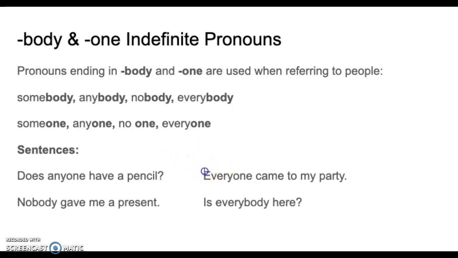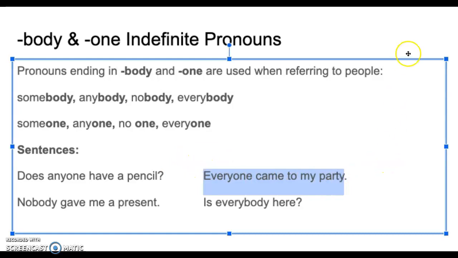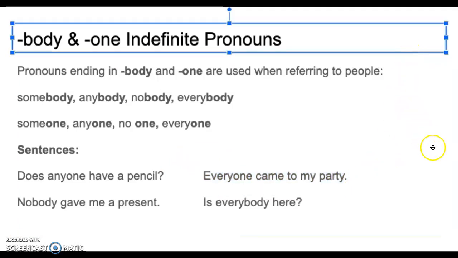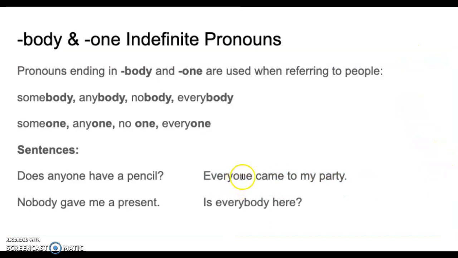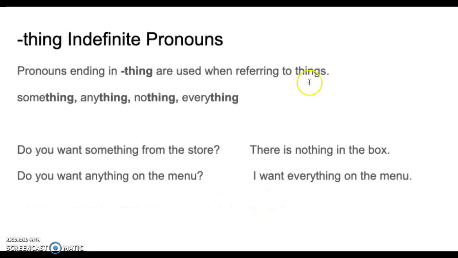Okay, let's do the next sentence. Everyone came to my party. It's just talking about people who came. Nobody gave me a present. Nobody, that's my indefinite pronoun. And then next is, everybody here? We're not saying are they here, is she here, is he here? We're saying everybody.